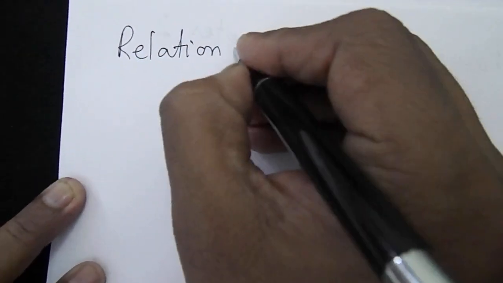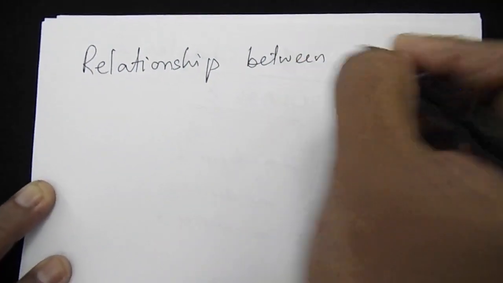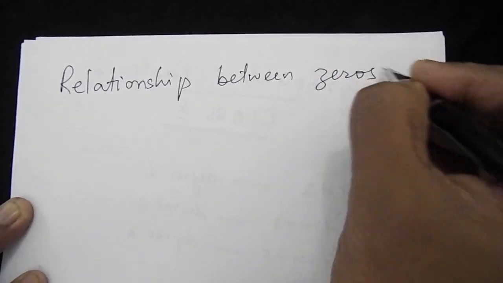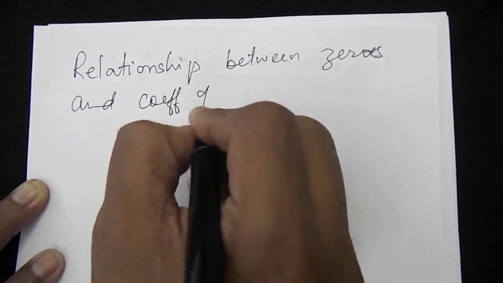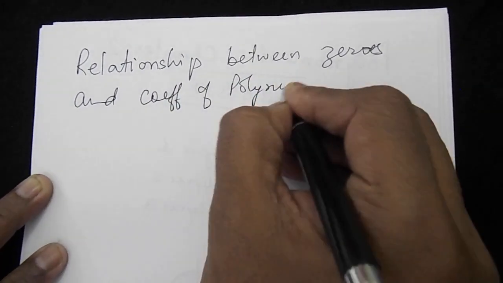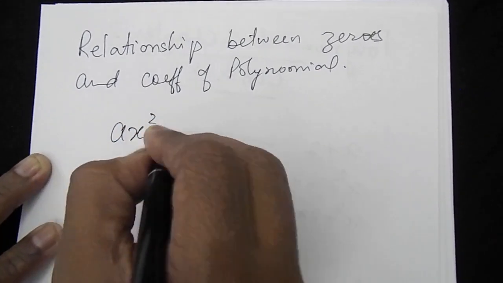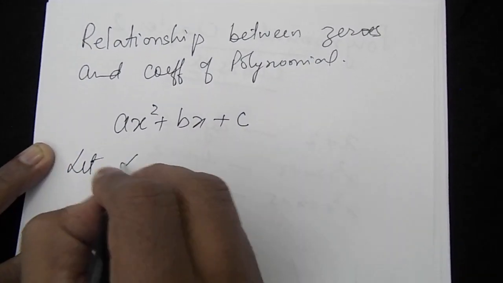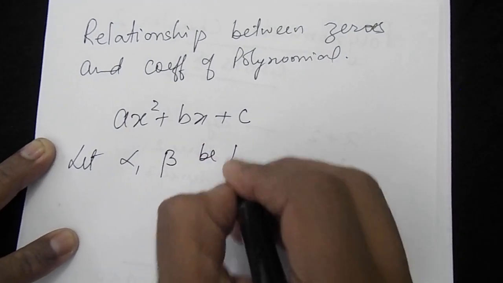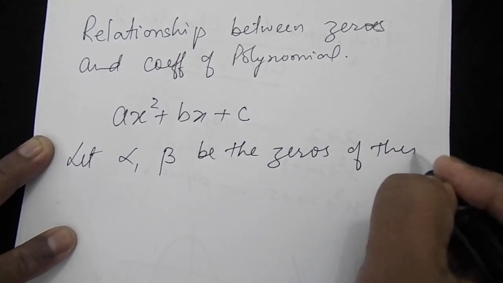Now we are going to study the relationship between zeros and coefficients of a polynomial. If there is a quadratic polynomial ax square plus bx plus c, let alpha and beta be the zeros of this polynomial.